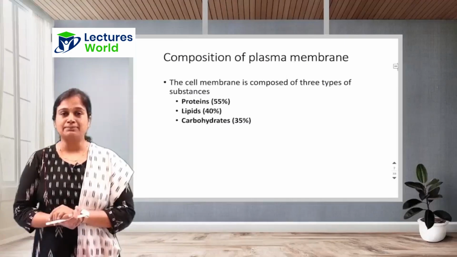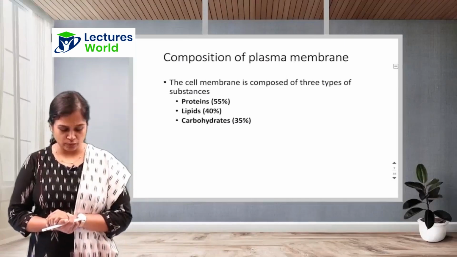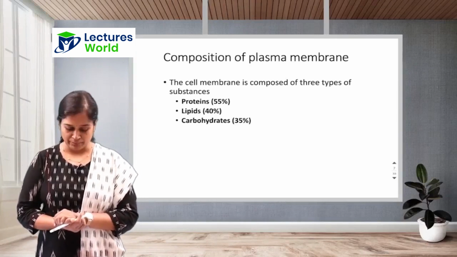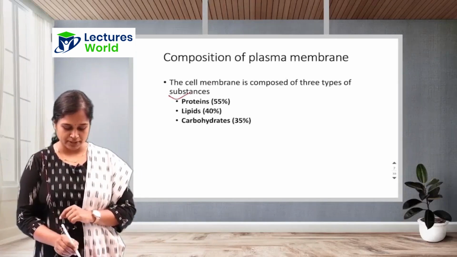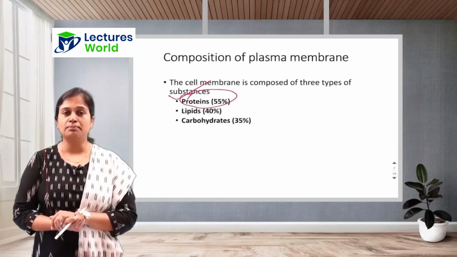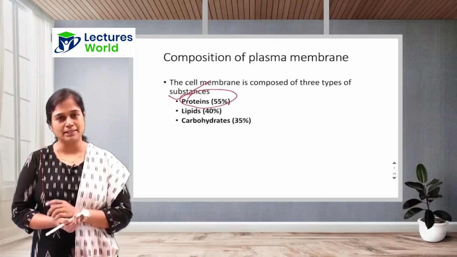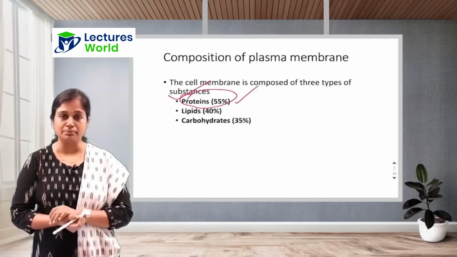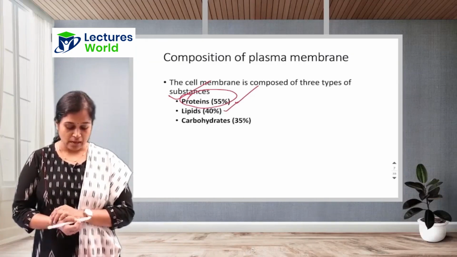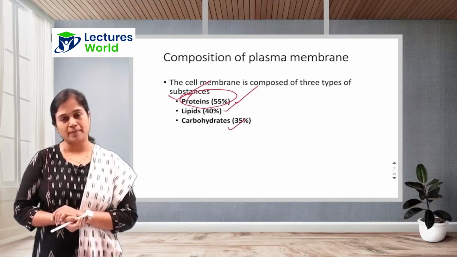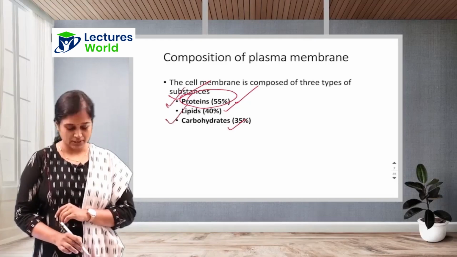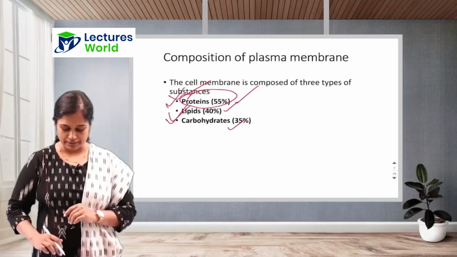So what is the plasma membrane made up of? We'll see the composition of the plasma membrane. This cell membrane is composed of three substances. Which are they? First is protein. Most of the plasma membrane is composed of protein, about 55%. Then another component is the lipids, and the third is the carbohydrates. So the plasma membrane is mainly made up of proteins, lipids, and carbohydrates.